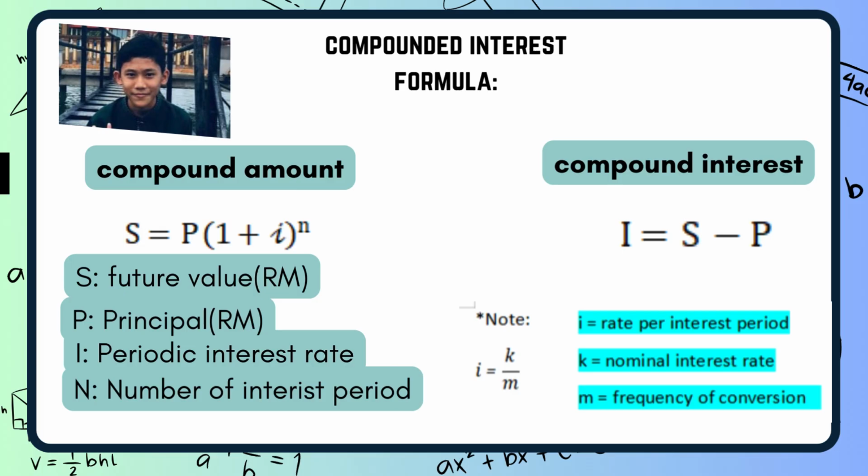2023422012. In compound interest, the formulas used are S equals P(1 + i)^n and I equals S minus P. S is the future value, P is the principal, i is the periodic interest rate, and n is the number of interest periods. Note that i is equal to k, the nominal interest rate, divided by m, the frequency of conversion.